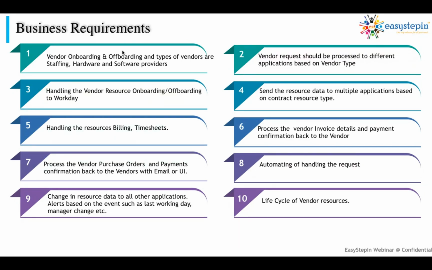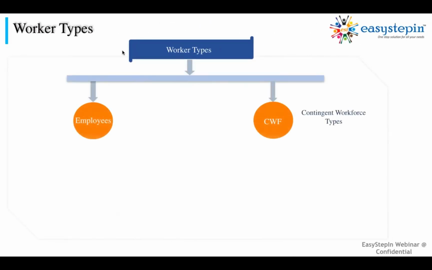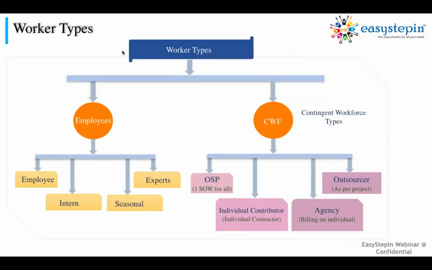For people who are wondering about who is a vendor, so vendor can actually be of different types, like say staffing, hardware providers, software providers, etc. So to explain this in brief, let's see staffing vendors and CWFs. So under employees, we have employee, intern, seasonal, and experts. And under CWFs, we have OSPs, individual contributors, agencies, and outsourcers. So the CWFs are the employees of the staffing vendor companies. They are sent to a different company to work.